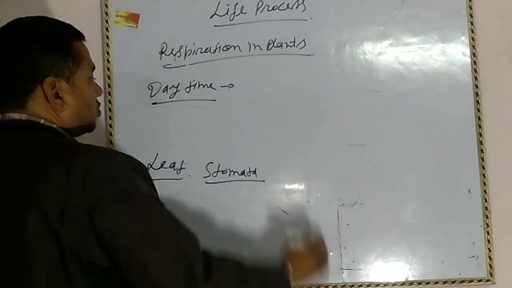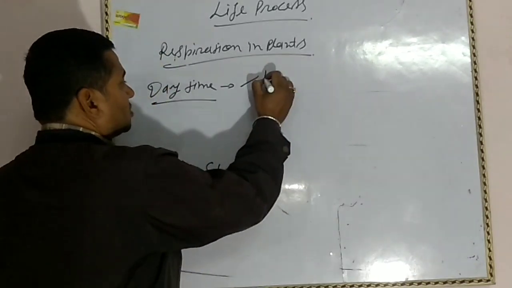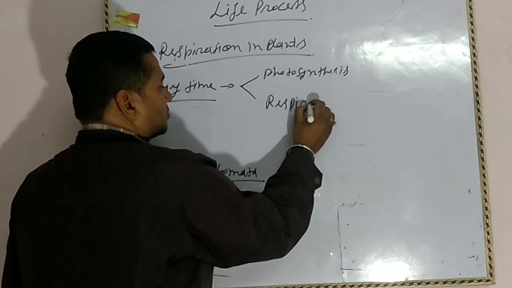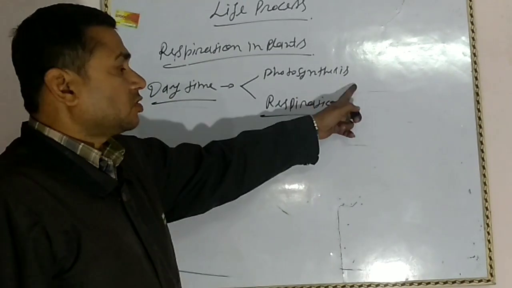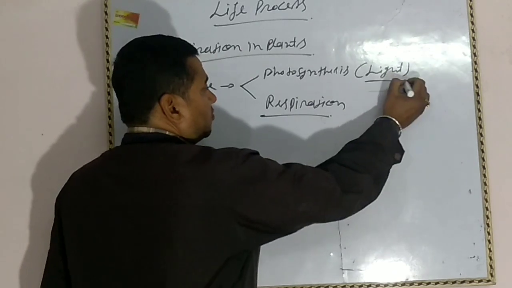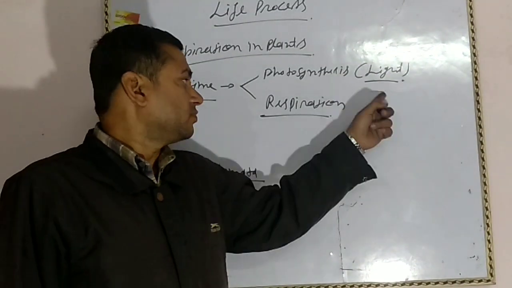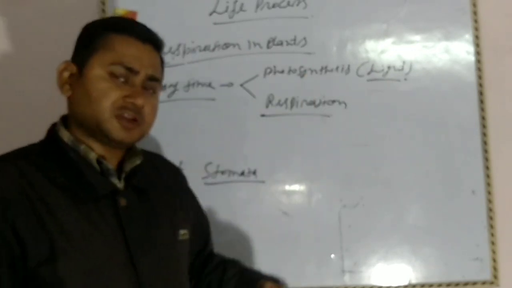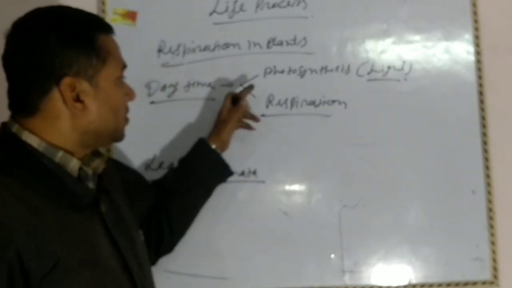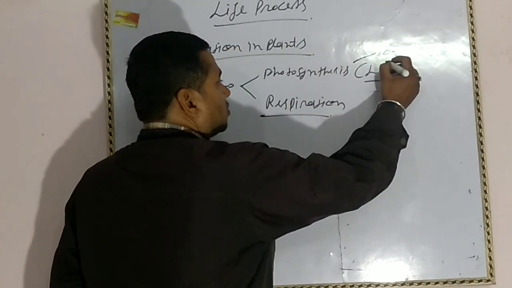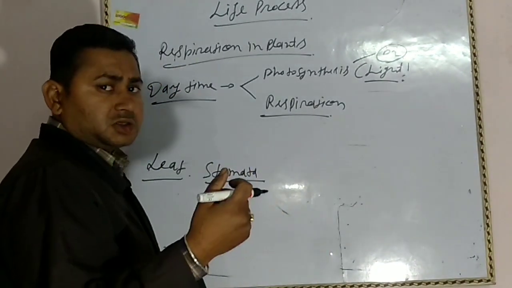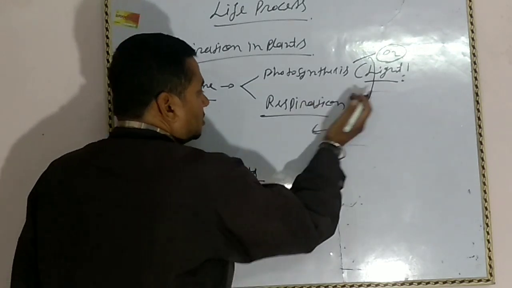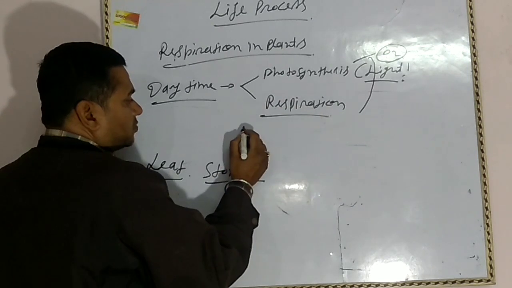In daytime, two processes occur in plants: photosynthesis and respiration. Photosynthesis starts only in the presence of light, but respiration goes on the whole day, in day as well as in night. So during the daytime, in photosynthesis O2 is released, and in respiration O2 is required. This amount of O2 is used by the plant for respiration.